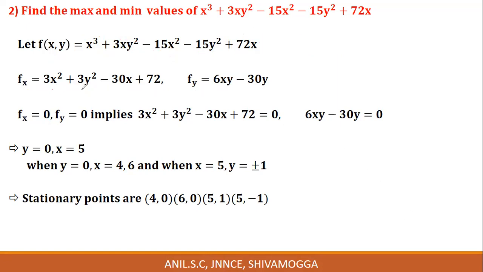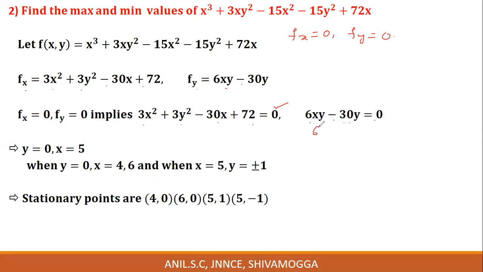Therefore, 3x square plus 3y square minus 30x plus 72, this is fx. 6xy minus 30y, this is fy. For any function to attain its maximum or minimum, fx is equal to 0 and fy is equal to 0. This is the condition. That's what I have written. 3x square plus 3y square minus 30x plus 72 is equal to 0. 6xy minus 30y is equal to 0.